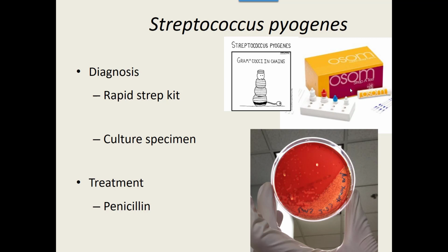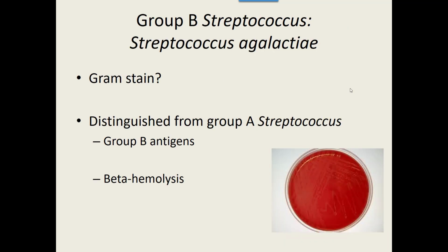Another group of Streptococcus bacteria is the group B Streptococcus bacteria. Again, these have B antigens on them. When we gram stain, they're gram-positive cocci. It's part of its name. They also like to hang out in chains. They're distinguished from the group A Streptococcus bacteria because they do have group B antigens on their surface.